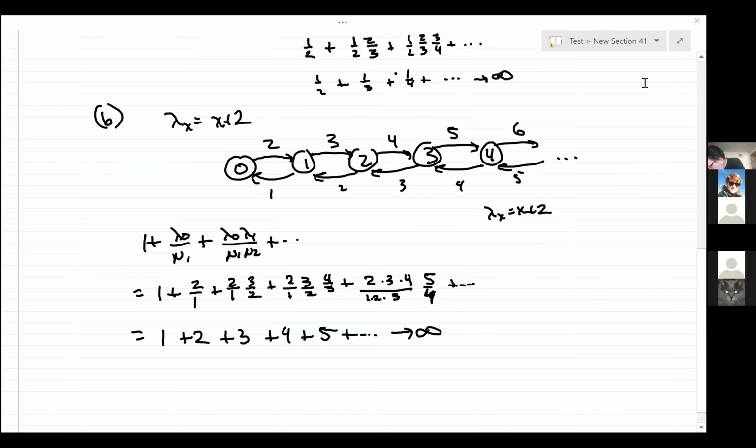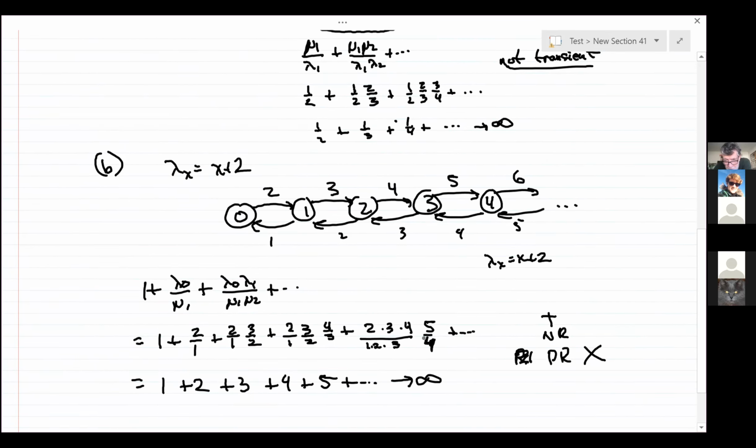And this goes to infinity, which means it's not positive recurrent. So I put positive recurrent as a possibility: positive recurrent, null recurrent, or transient. It's not this. Why? Because if it were positive recurrent, there would be a unique stationary distribution. This series would sum to a finite number, and it doesn't. So it's not positive recurrent. And now we just have to decide if it's transient or null recurrent.